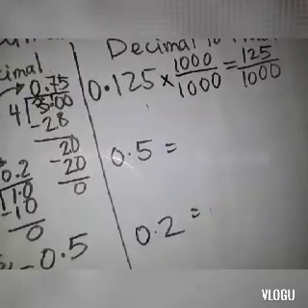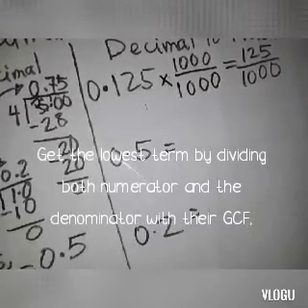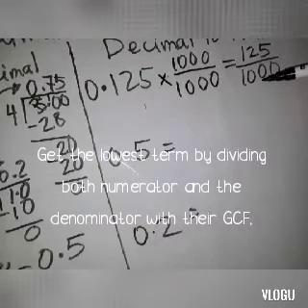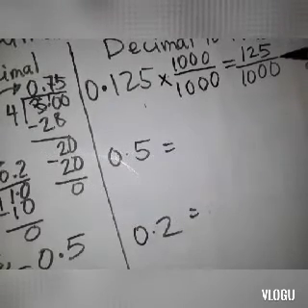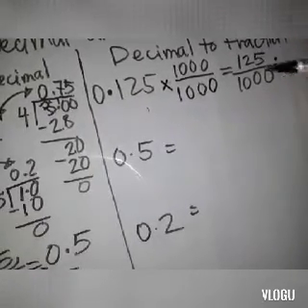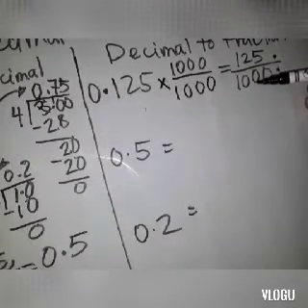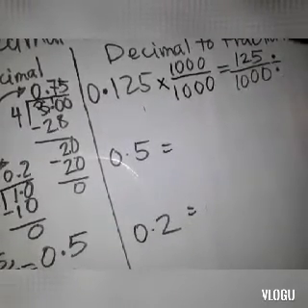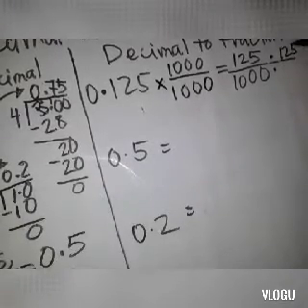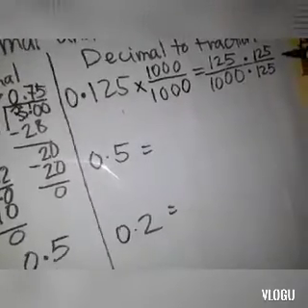Ganyan siya. Ngayon, kung ganyan na ang pattern, anong gagawin natin na susunod? Okay, kailangan natin itong i-lowest term. So, kung ilo-lowest term natin, mag-isip tayo ng number na pwedeng i-divide both numerator and denominator. And, ang 125 and 1,000 are both divisible by 125. So, i-divide natin both numerator and denominator with 125.